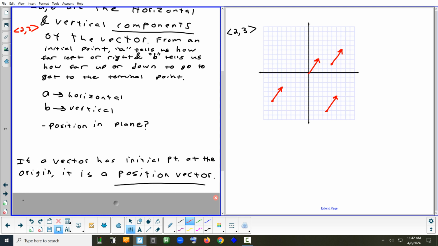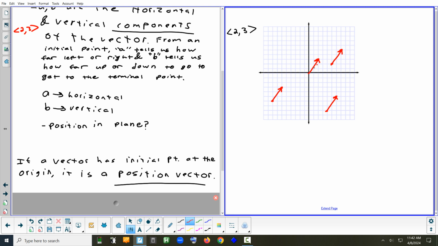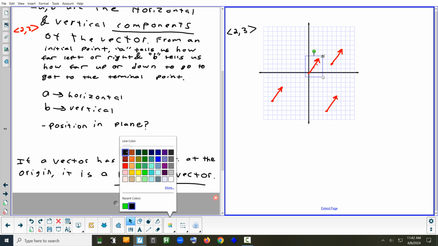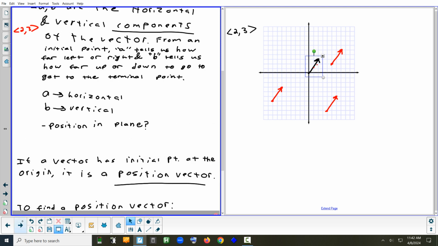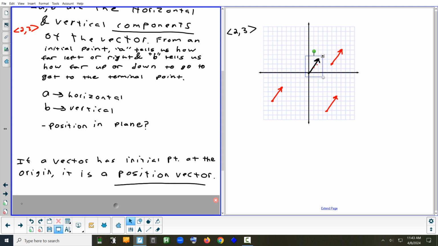If you draw a vector and it starts at the origin, there's a special name for that. It's called a position vector. So out of all the vectors I have up there, the only one that's a position vector is the one that I just made black. The one that starts from the origin. Wait, so are all vectors starting at the origin a position vector or not? Yes. Any vector that has its initial point at the origin is a position vector.